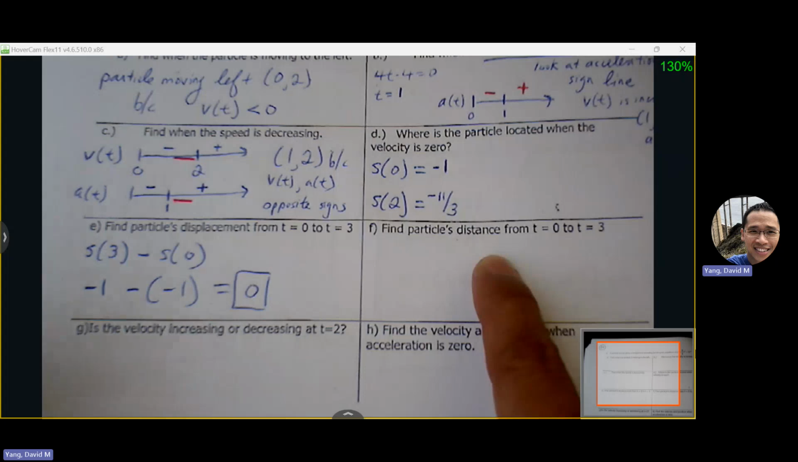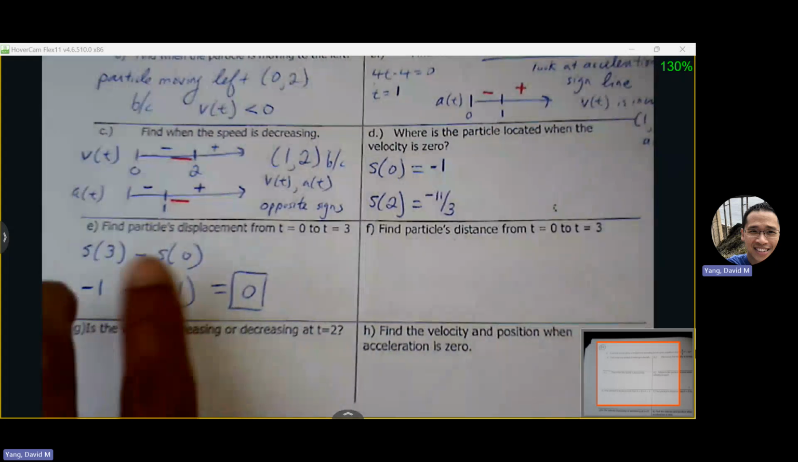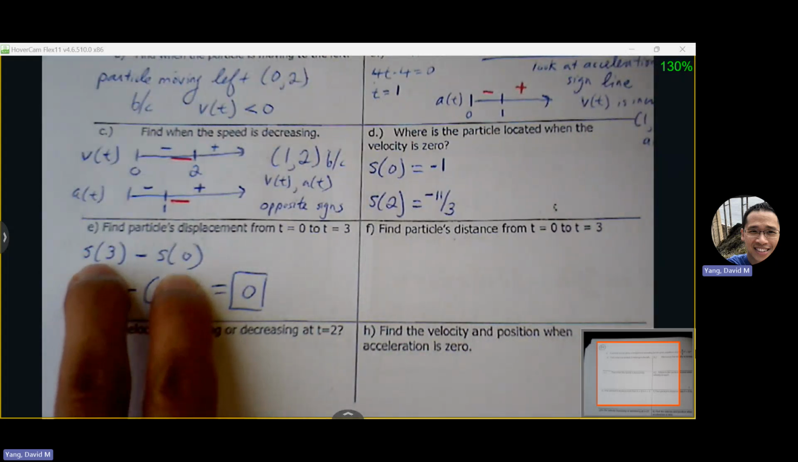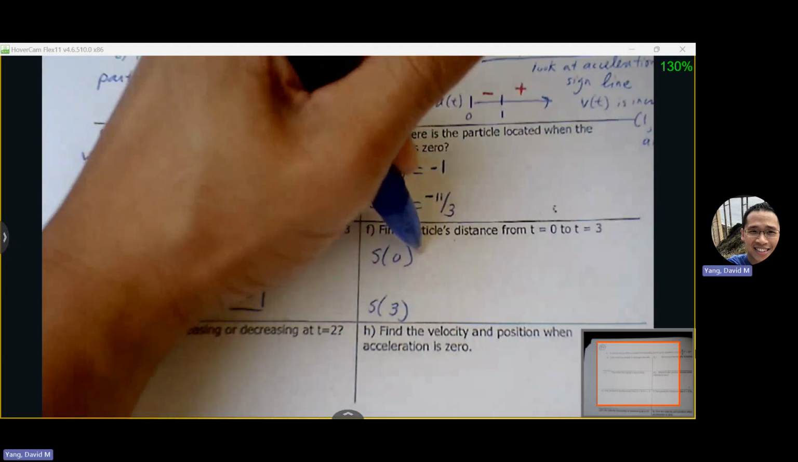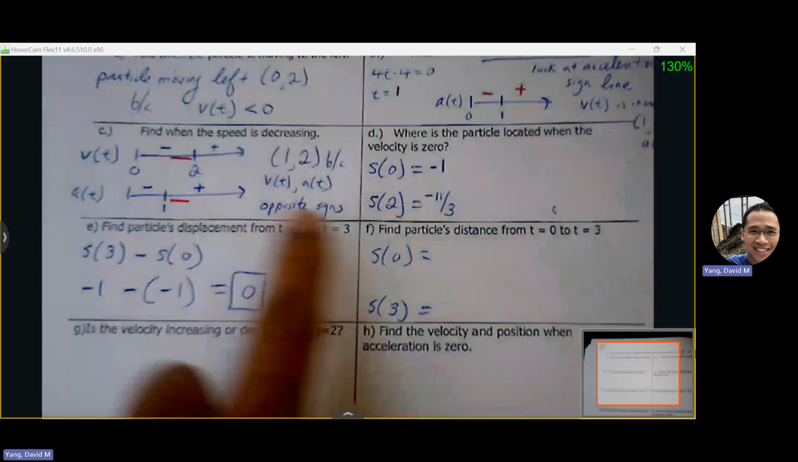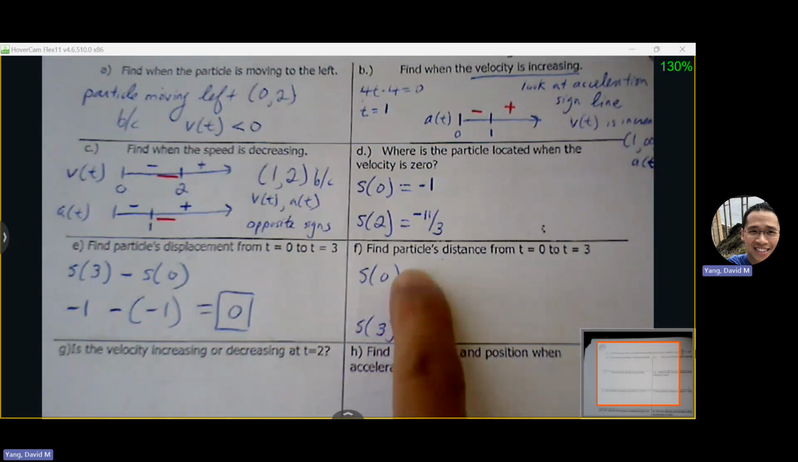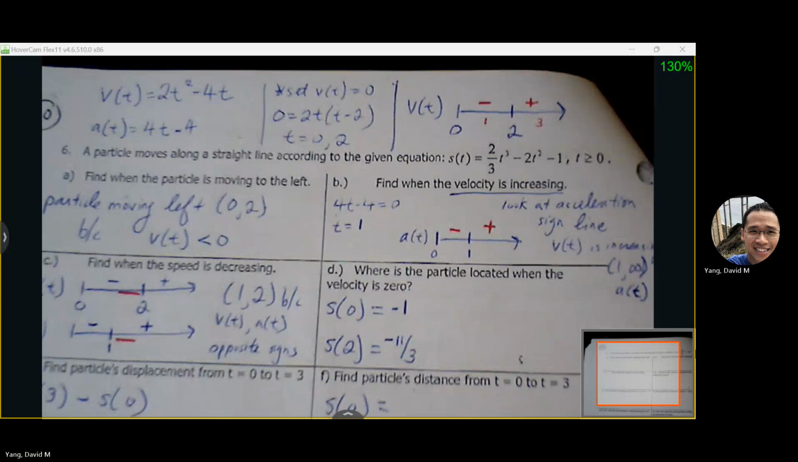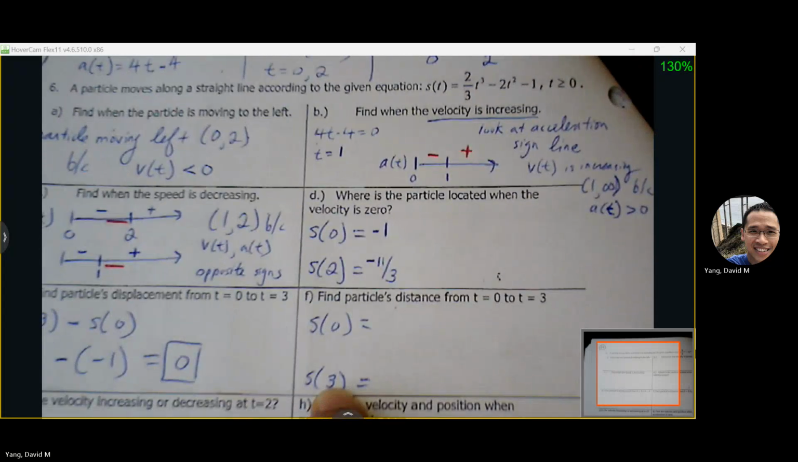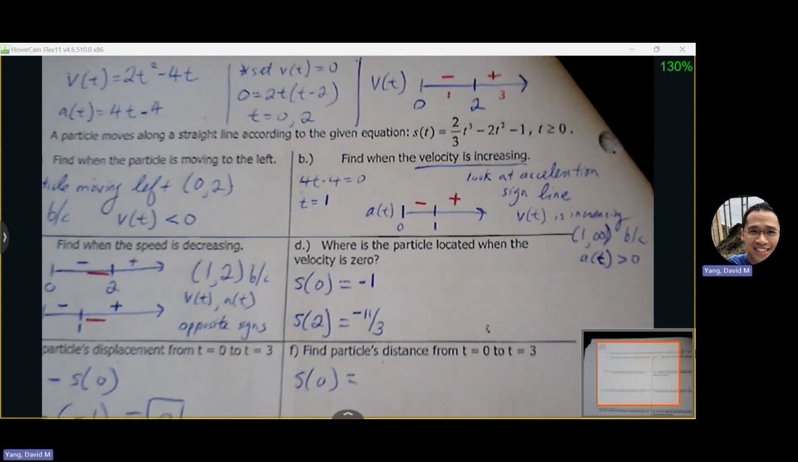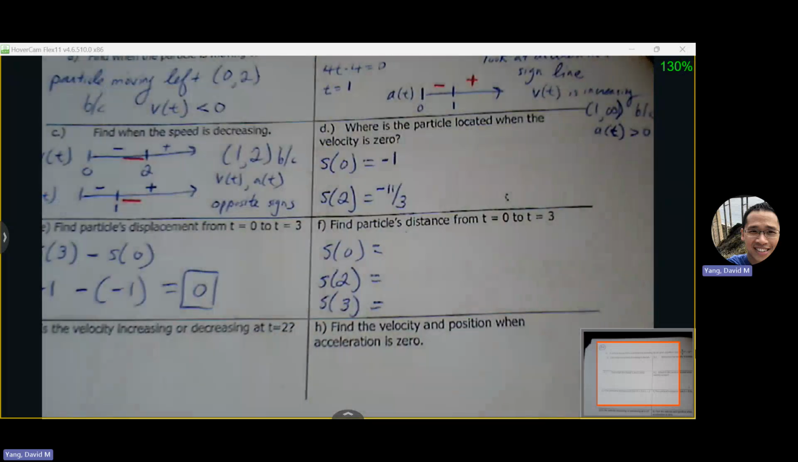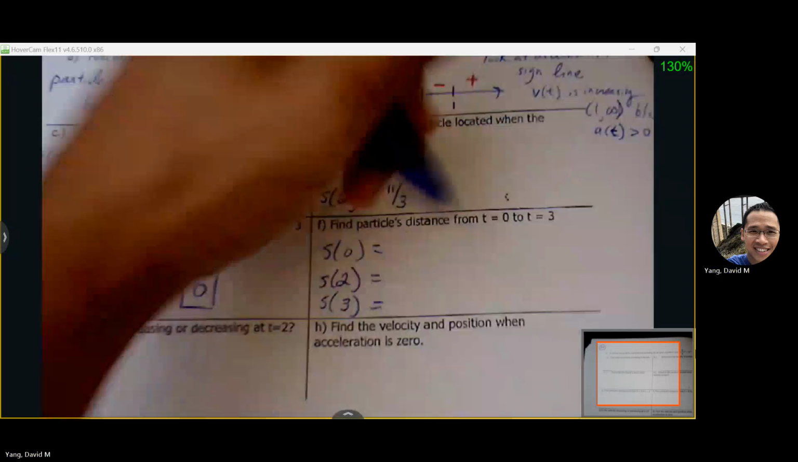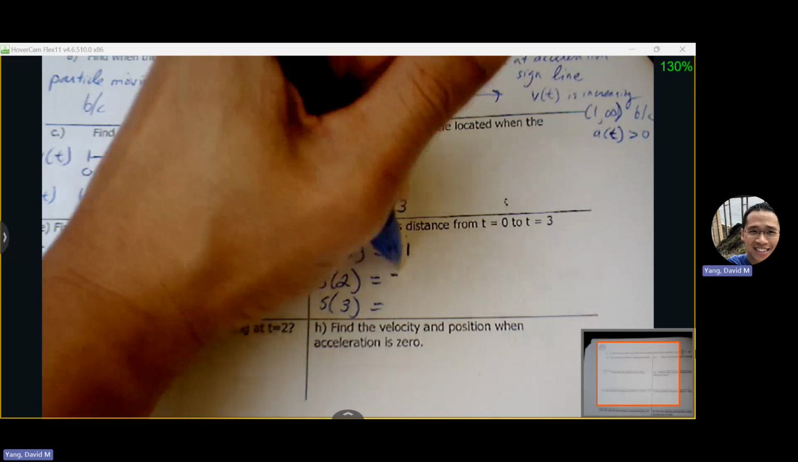And then finally, distance. We'll do some more practice with this tomorrow, but for distance, you're going to use the same locations as displacement. But then there may be one more or two more that you have to use depending on your velocity sign line. So between 0 and 3, does the object change direction? At what time? T equals what? 2. So we have to include that as well. You've got to include the endpoints and any places where there's a change in direction. And then we just find those locations.